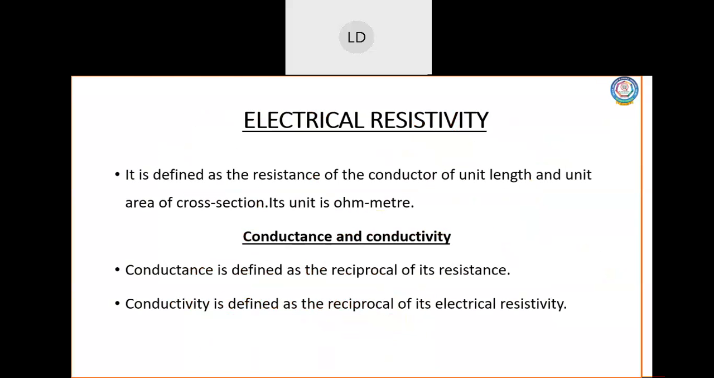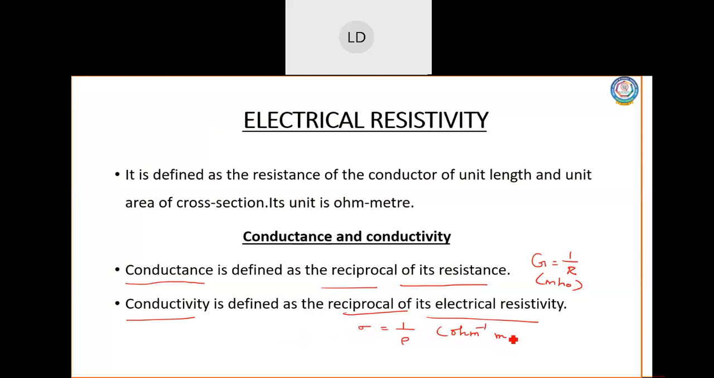So this is about electrical resistivity. The reciprocal of resistance is called conductance. Conductance is represented as G, which is 1 by R, whose unit is mho. The reciprocal of electrical resistivity is called electrical conductivity, which is represented as sigma. Sigma is equal to 1 by rho and its unit is per ohm per meter.